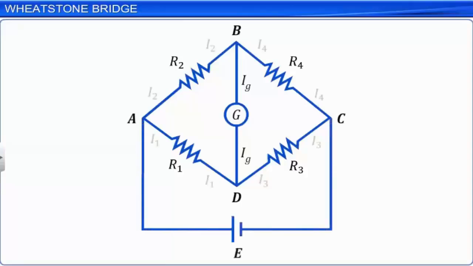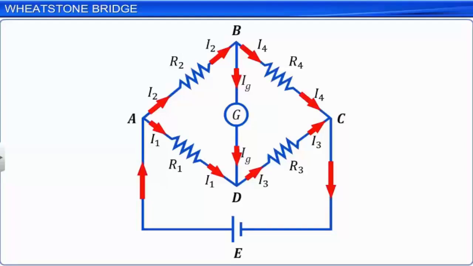I1 to I4 are the currents through the corresponding resistors R1 to R4. IG is the current passing through the galvanometer. Let G be the resistance of the galvanometer. The formulae we derived for series and parallel combinations of resistors and cells are not sufficient to determine all the currents and potential differences in such circuits.